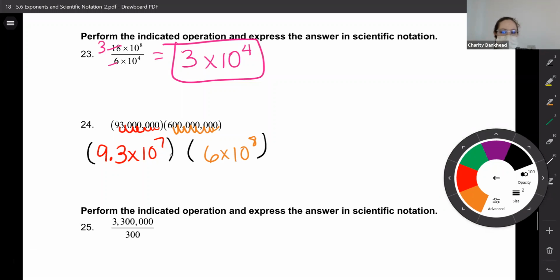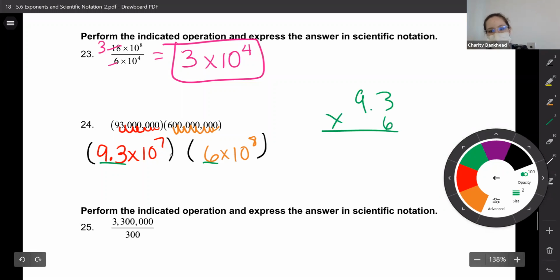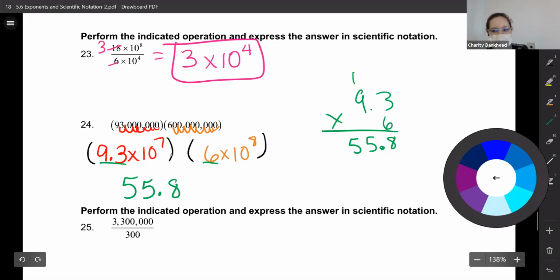So we have to multiply 6 times 9.3. That's 55.8. And then 7 plus 8 is 15.